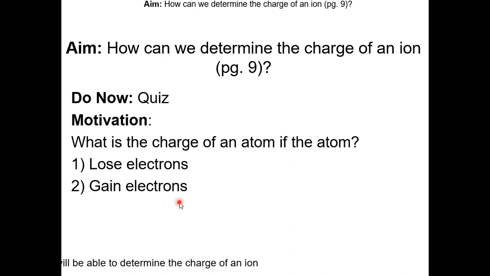So try this yourself, pause the video and resume once you have the answer. So electrons are negative. If you lose something negative, you become positive. So the atom will be positive. If you gain something negative, you will become more negative. So if you gain electrons, the atom will be negative.